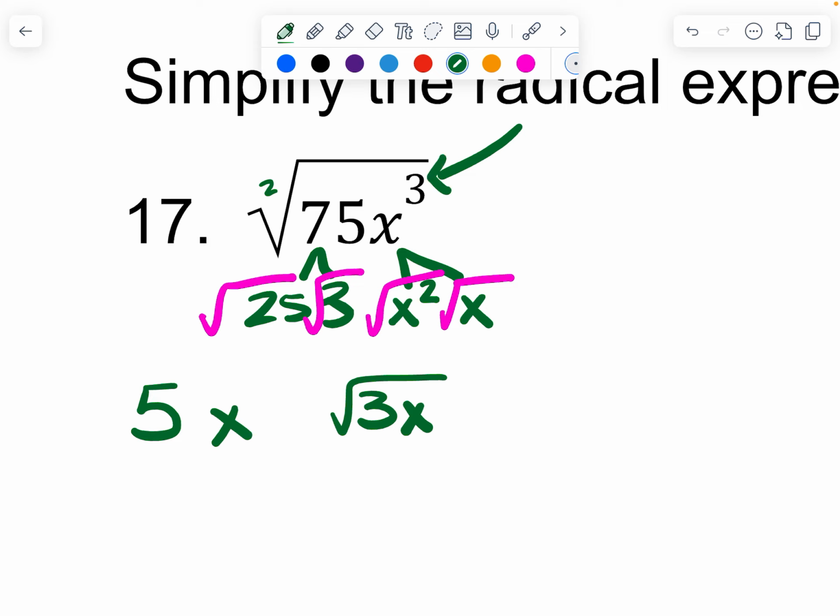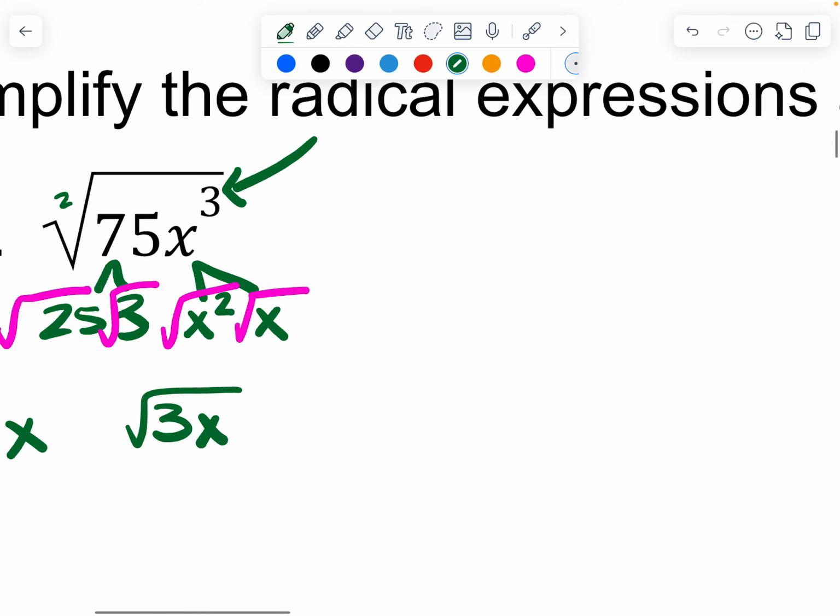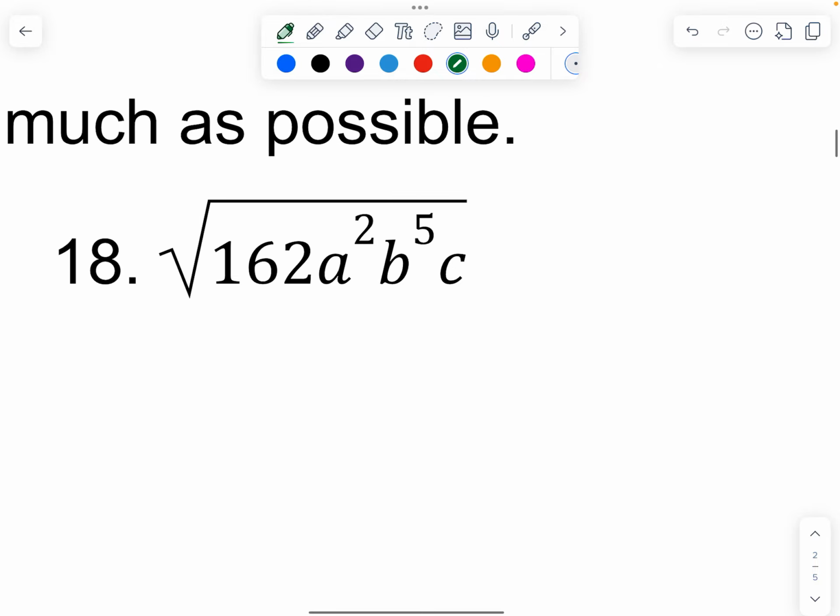Anytime you're taking the square root of something and that is an odd exponent, that means there's going to be 1 left underneath. Okay. Same thing here. Okay.